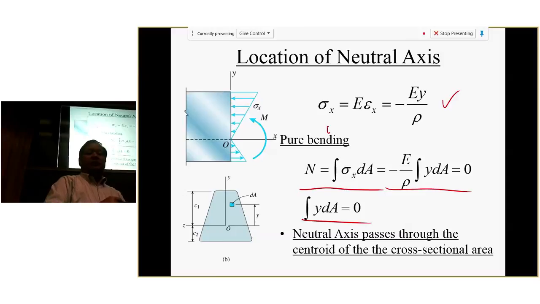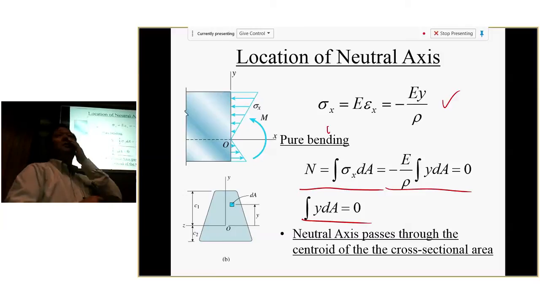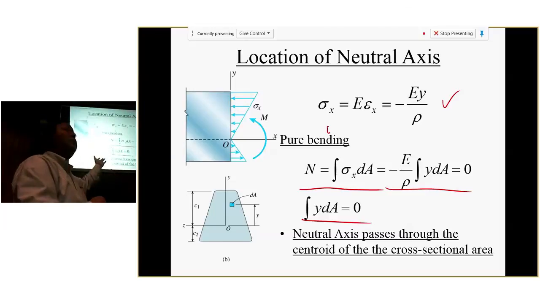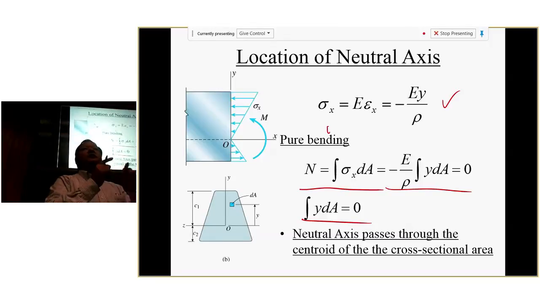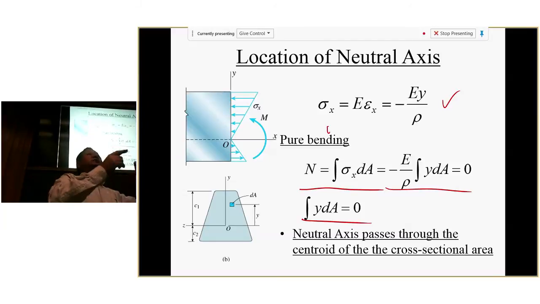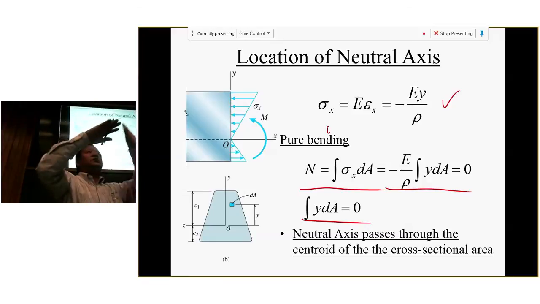Okay, this equation looks familiar. We learned that in statics. That's the centroid. When you have this equation equals 0, that means this point is the centroid. In other words, this equation shows that the neutral axis has to pass through the centroid of the cross-section.